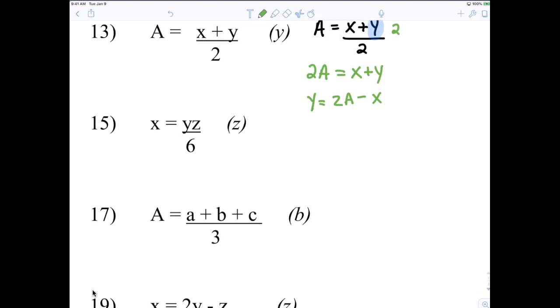Yes. Good job, Thomas. Multiply by 6. All right. So we're going to multiply both sides by 6. Now what happens to those 6's, Thomas? On the right side, what do they do to each other? They cancel out. Thank you, Thomas. So now I have 6x is equal to yz. Now what do I have to do, Thomas?